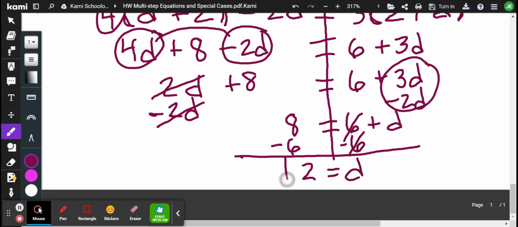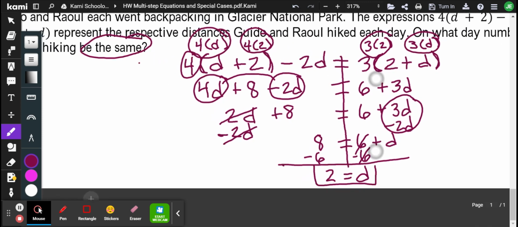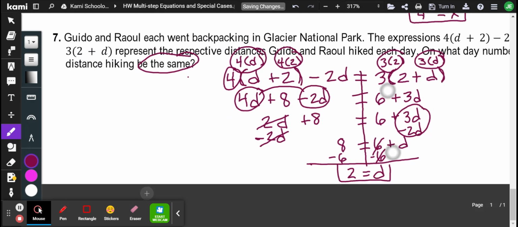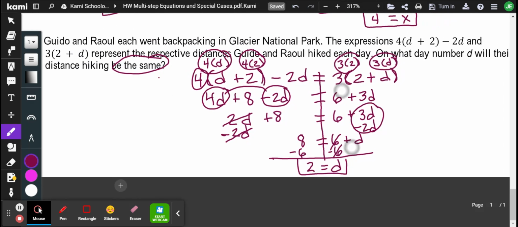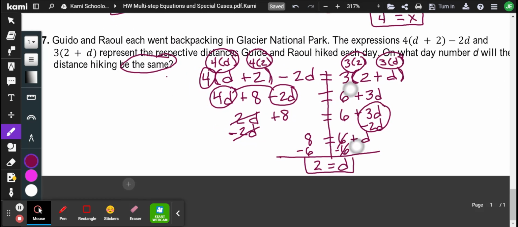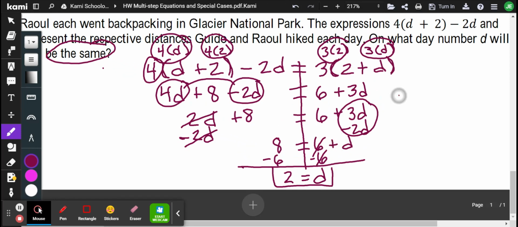And we're left with when the distance is at 2. So go back to the question. So on what number of days will their distance be the same? It will be after 2 days. They will end up being at the same distance.